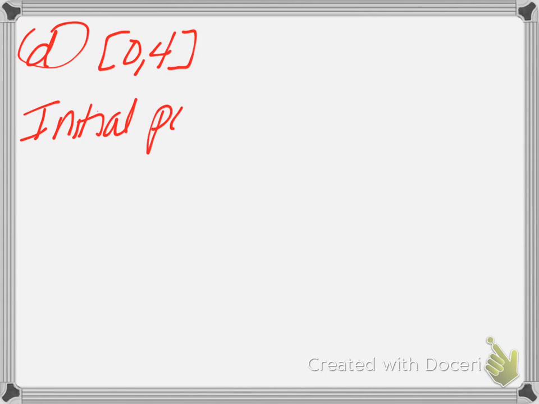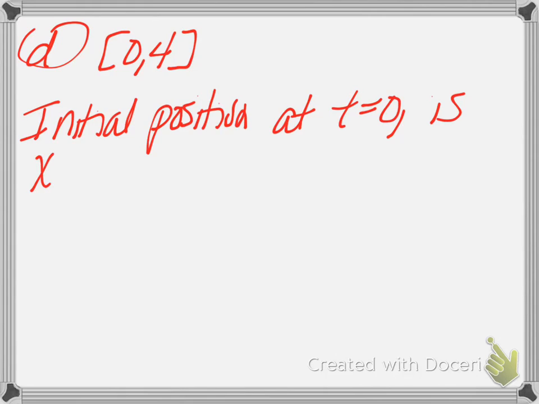Okay, and this is now part D, and it is asking you, during 0 to 4, will the particle ever return to its initial condition? Give a reason for your answer. Okay, so here's what you would have to say. The initial position at t equals 0 is x equals 7. Okay, so it's at 7. So you're thinking of a number line and it's at 7, okay, at time t equals 0.